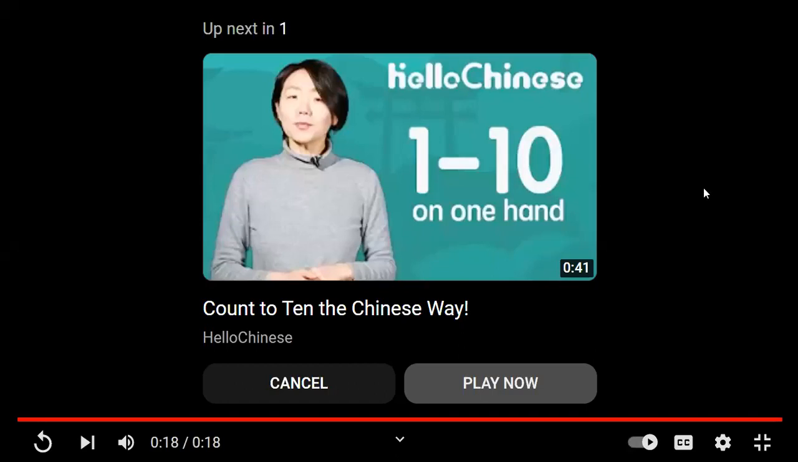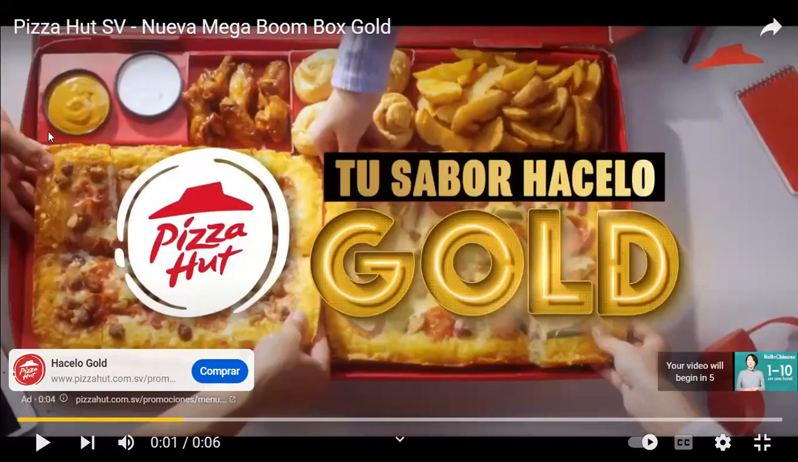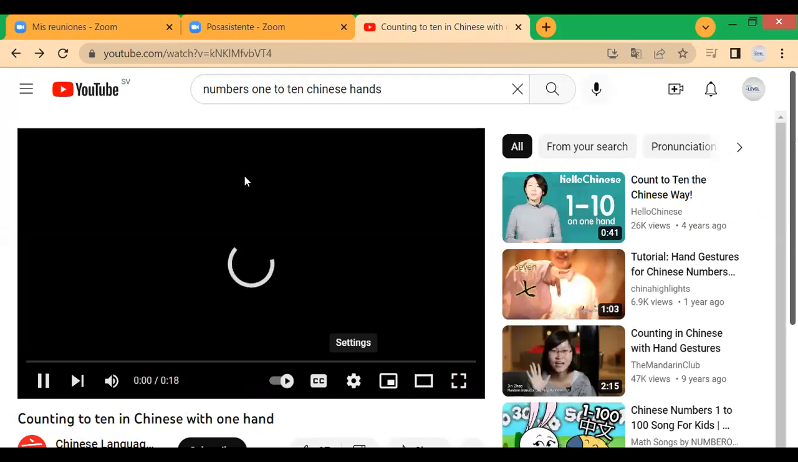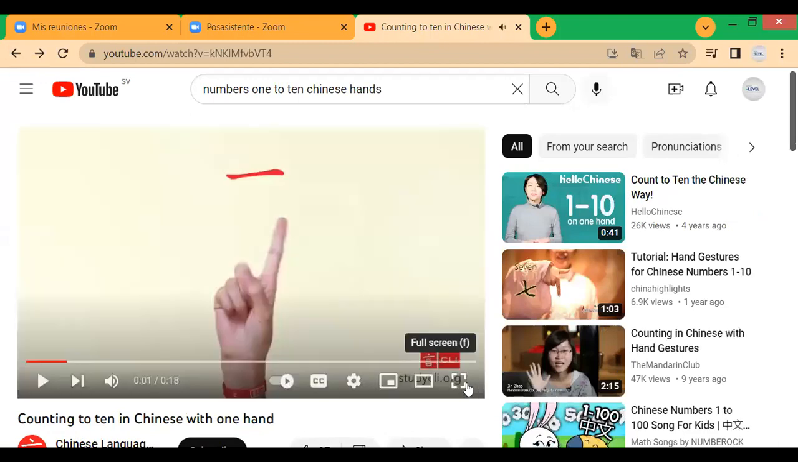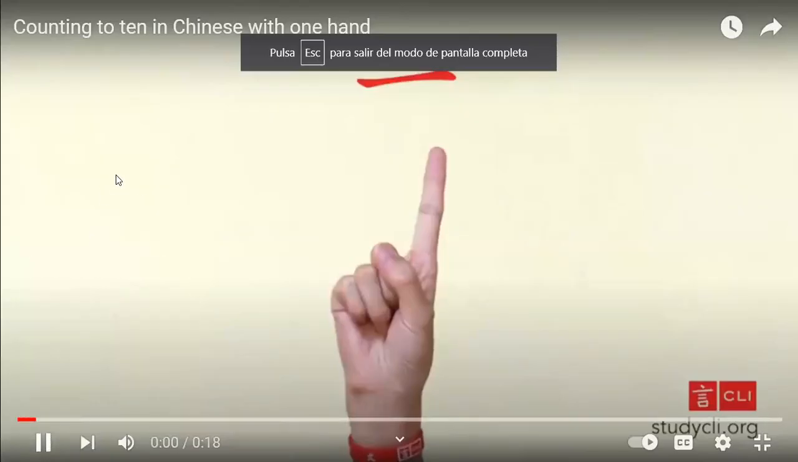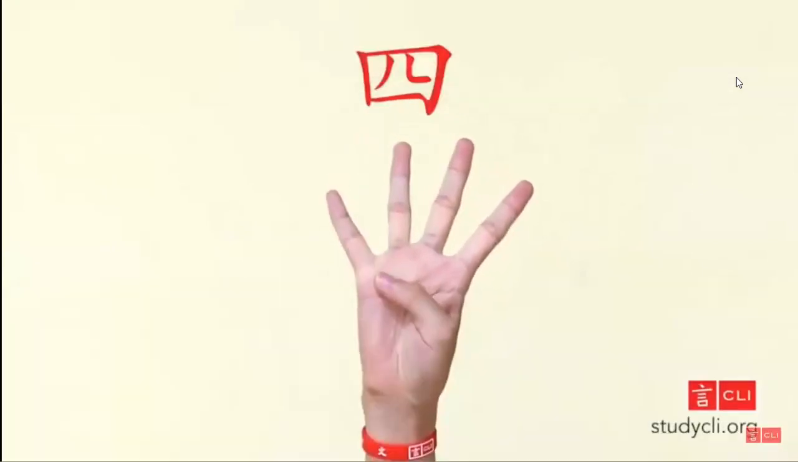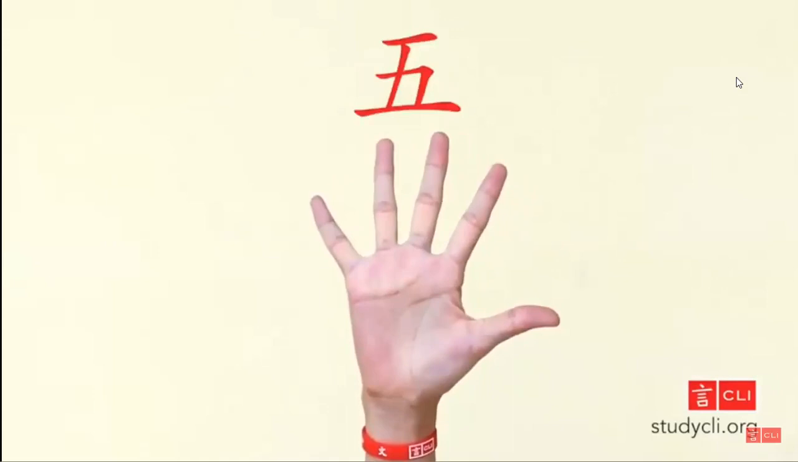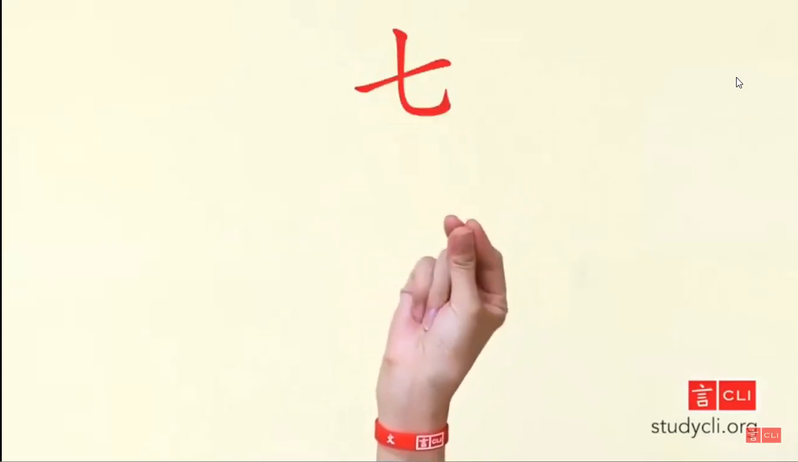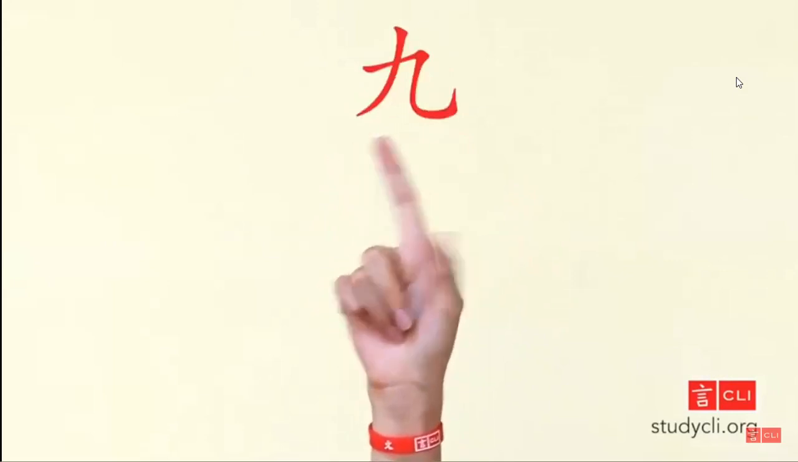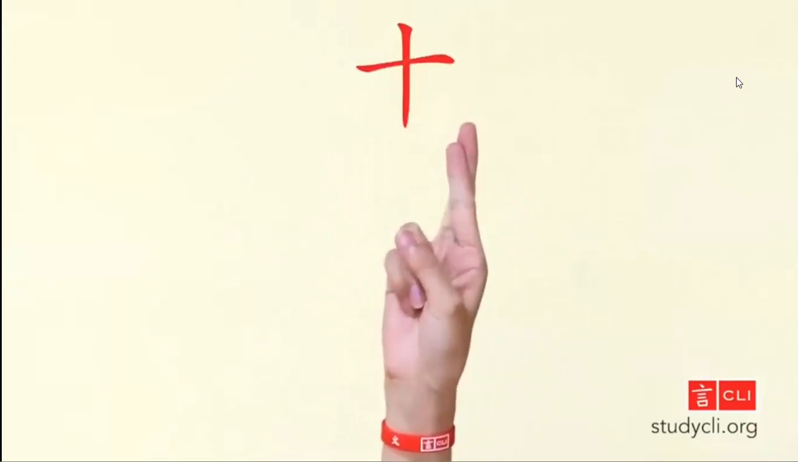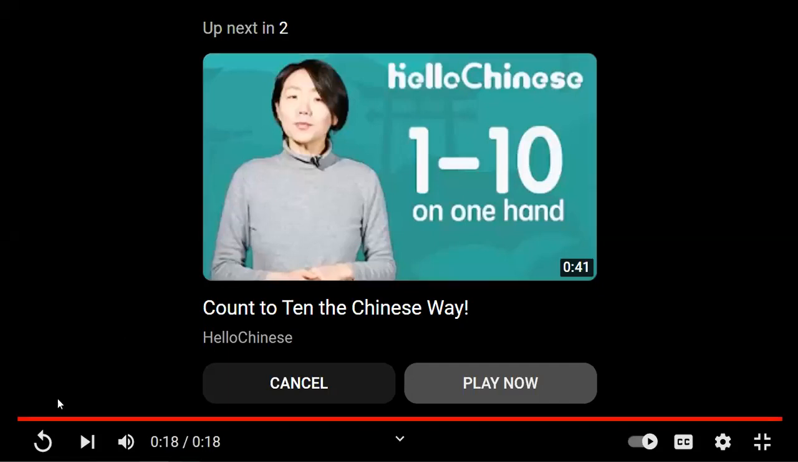Okay, that is totally different. But you see that that's confusing, right? It was confusing, counting numbers with the hand in China. Let's see again. 1, 2, 3, 4, 5, 6, 7, 8, 9, and 10. No, that's crazy.